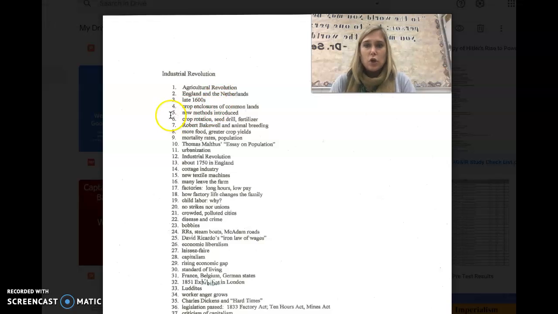For these new methods introduced, that pertains to number 6, crop rotation. That's one of the new farming methods that will help produce more crops. We know the seed drill will help farmers, as well as improvements made with fertilizer. That's going to help the crops grow a lot faster, which means more, in the long run.